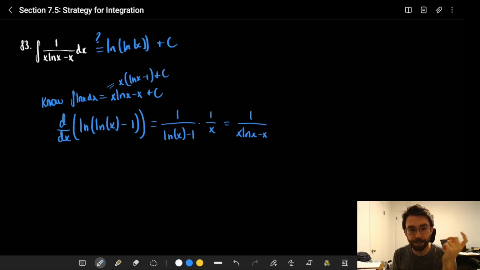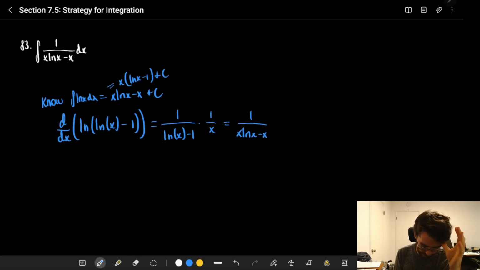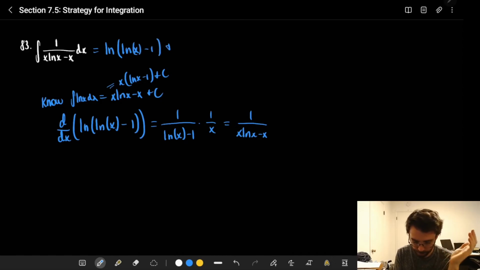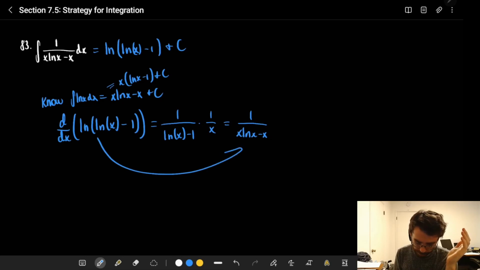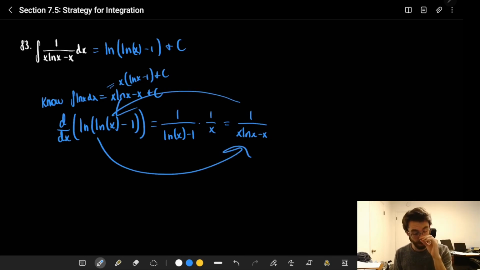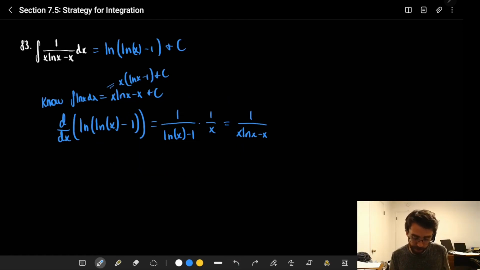Sometimes pattern recognition goes a long way. Correctly guessed an antiderivative there. That's crazy. Sorry, that's log of log x minus 1 plus c. Right? Because derivative goes this way, integral goes that way. Awesome. I have no idea how you would actually integrate that. Honestly.